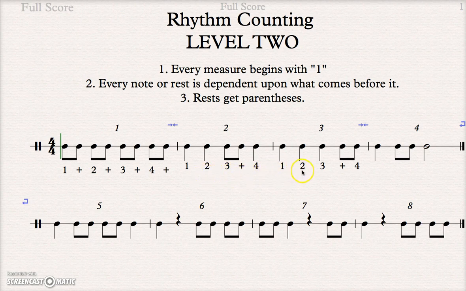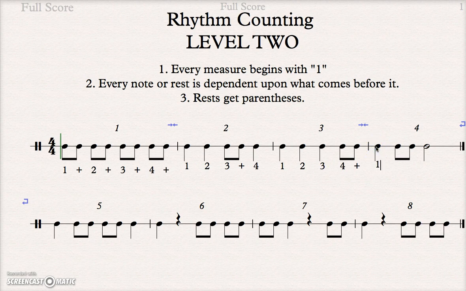It is 1, 2, 3, 4, and. So this must be beat 4. This must be the and of 4, or the 4 and. We usually say the and of 4. Do we have 4 complete beats? All of beat 1, all of beat 2, all of beat 3, all of beat 4. We do.